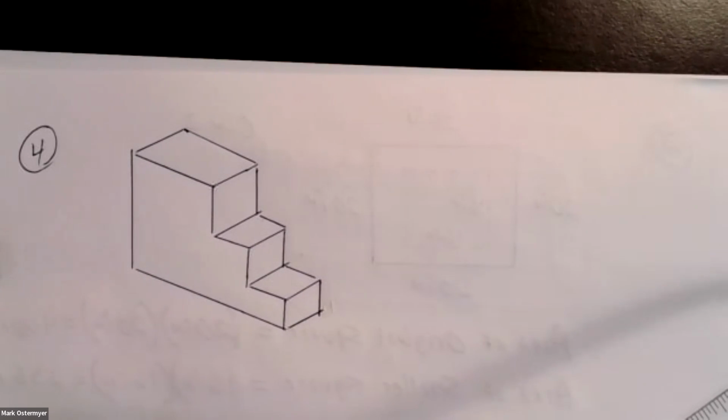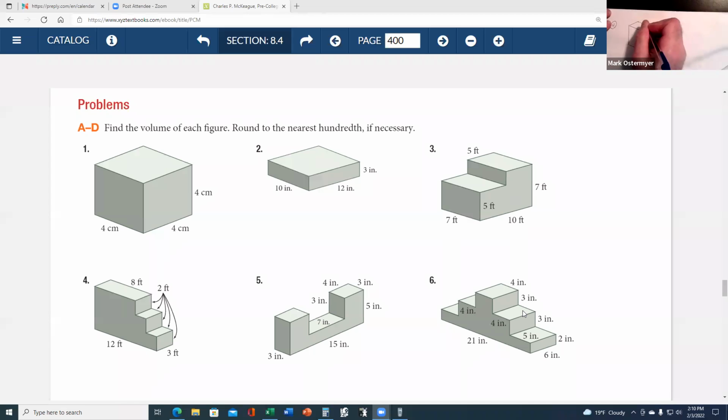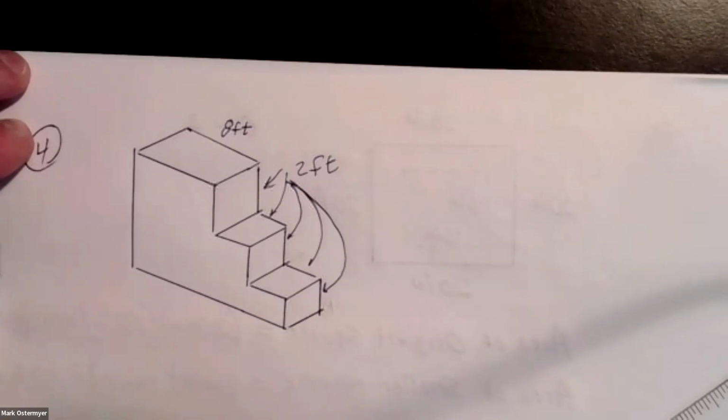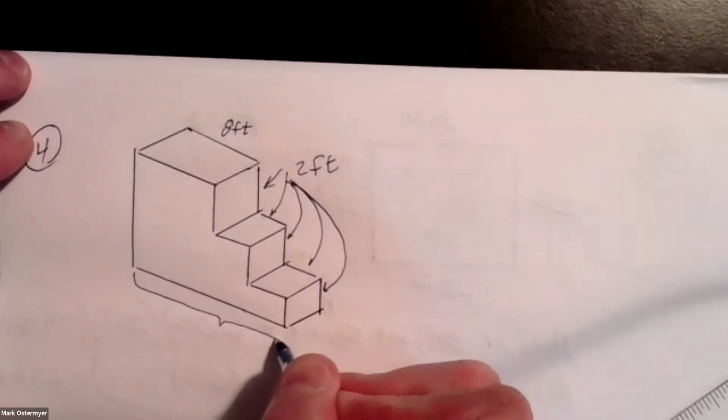All right, now what dimensions do we know? We know this measures 8 feet. We know that each of these dimensions measure 2 feet, everything's 2 feet. So 2 feet here, 2 feet here, 2 feet here, 2 feet here, 2 feet here. And we know that's 12 feet. All right, how are we going to compute the volume of this shape here? This is 12 feet here.